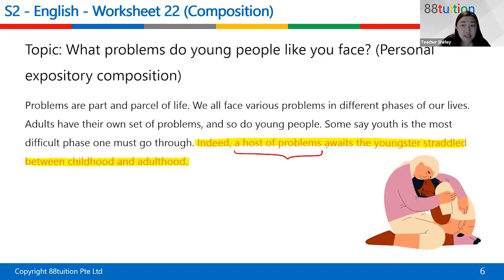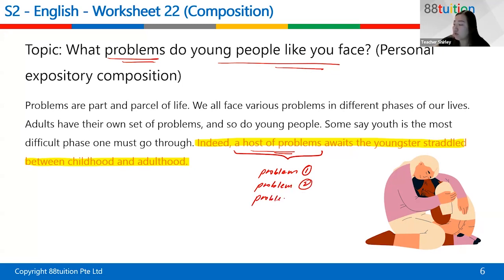The thesis statement answers the question. So what problems do young people face? They will face a host of problems. This part is going to be further elaborated in your body paragraphs. There might be problem number 1, problem number 2, and problem number 3. These 3 problems will then be your topic sentences in the body paragraphs. All body paragraphs must have a topic sentence. Later on we'll talk about topic sentences.